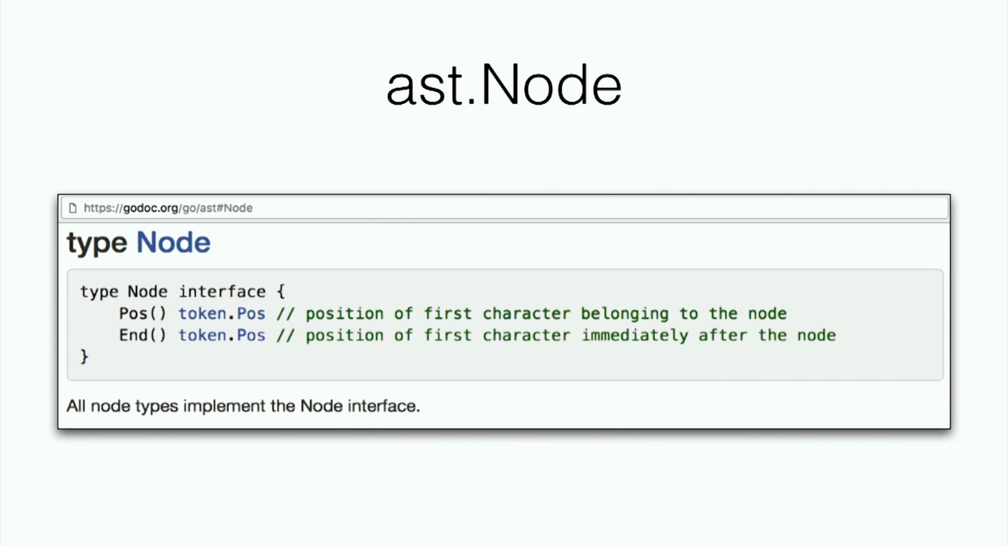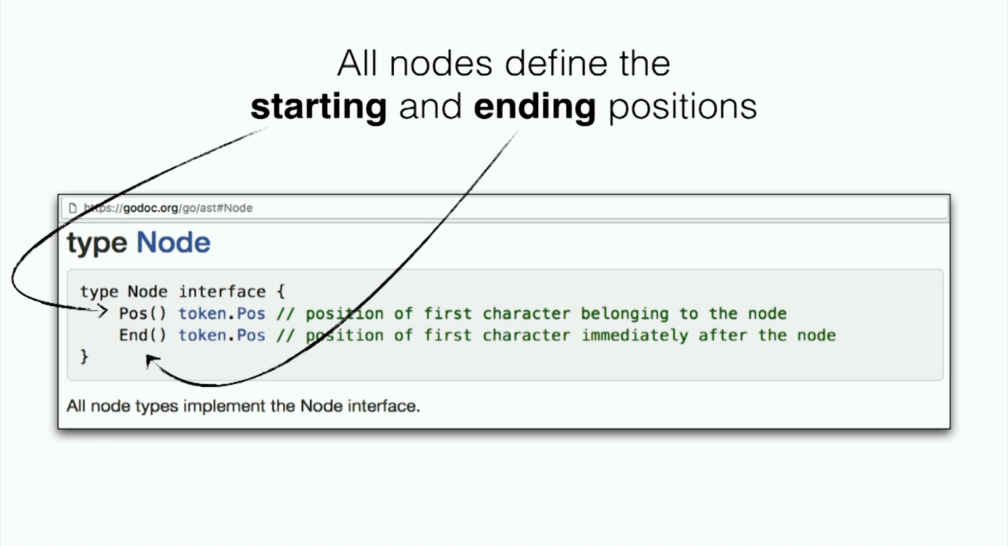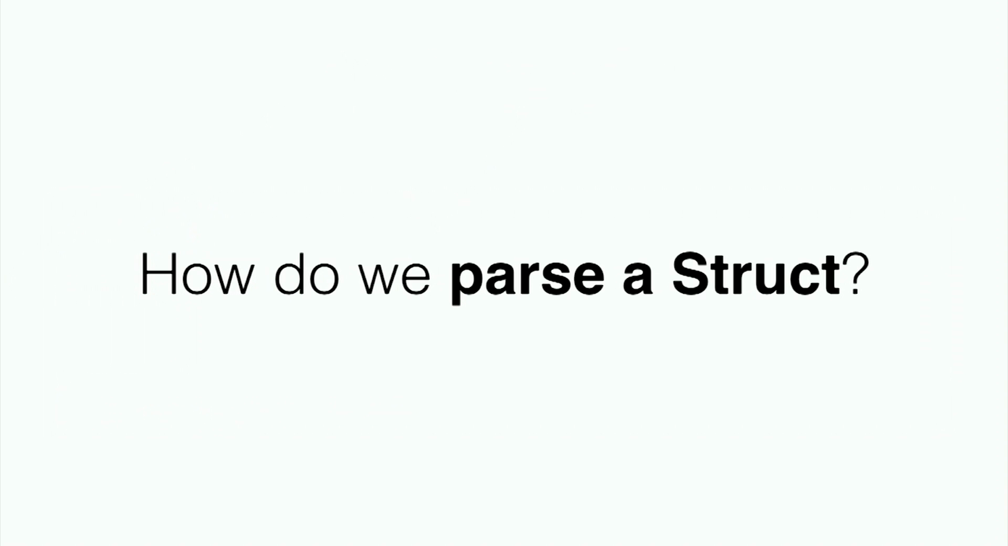And any node in the tree is actually an interface. So when you get any node, you can immediately know where it starts and where it ends in a file. And this is going to be really useful further on when we implement the tool itself.